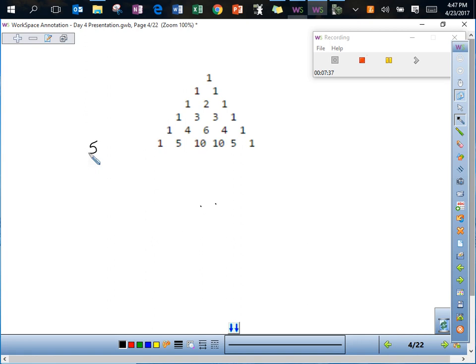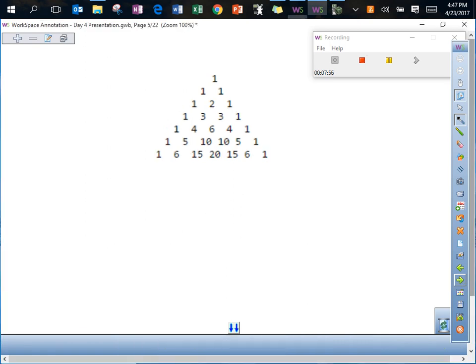But notice how I got that. I started with the 1. 1 plus 4 was 5. 4 plus 6 was 10. 6 plus 4 was 10. 4 plus 1 was 5, and then a 1. And then you're going to generate row 6. So this will now be your row 6 by the same method.